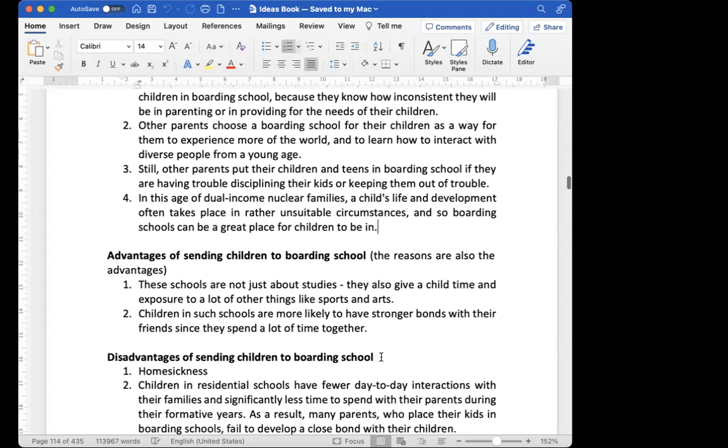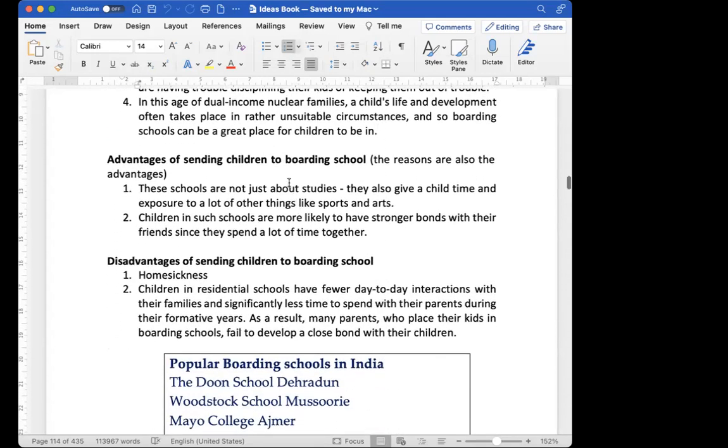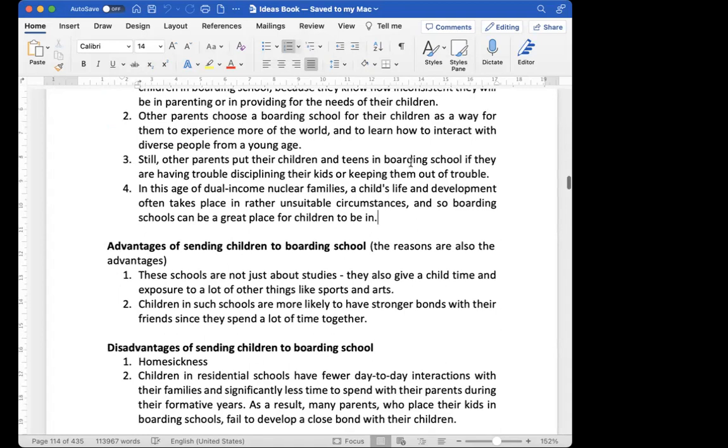So what are the advantages of sending children to boarding school? These reasons are also the advantages. And these schools are not just about studies. They also give a child time and exposure to a lot of other things like sports and arts. Children in such schools are more likely to have stronger bonds with their friends since they spend a lot of time together.